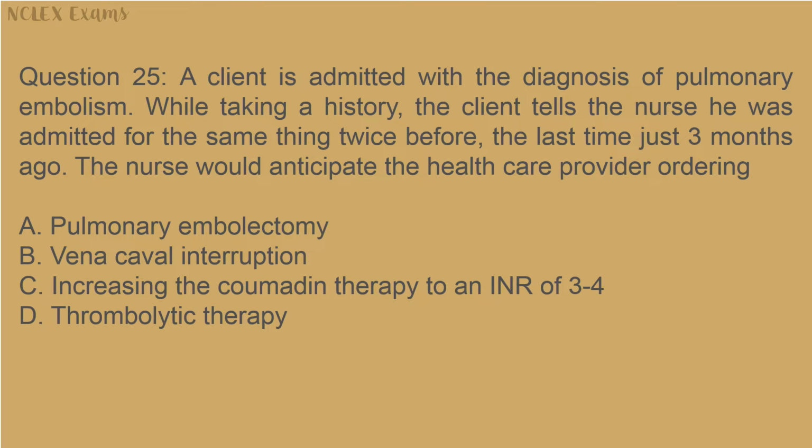Question 25. A client is admitted with the diagnosis of pulmonary embolism. While taking a history, the client tells the nurse he was admitted for the same thing twice before, the last time just 3 months ago. The nurse would anticipate the healthcare provider ordering A. Pulmonary embolectomy. B. Vena cava interruption. C. Increasing the Coumadin therapy to an INR of 3-4. D. Thrombolytic therapy.